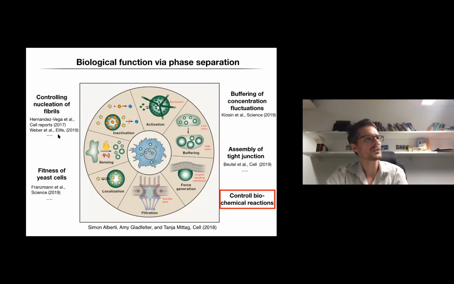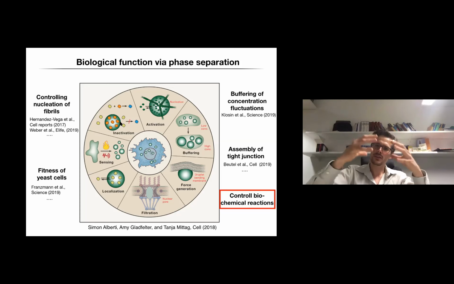Just to pick a few examples. Let me give you a few examples of what droplets are doing in living cells. One big area of interest is related to the control of the formation of polymers or fibrils. It can be pathogenic fibrils like amyloids, or really functional biological fibrils like actin or microtubules. People have shown that these condensates can accumulate the corresponding monomers that are prone to aggregation. They can form these fibrils.